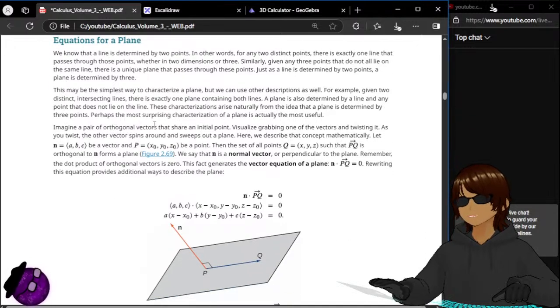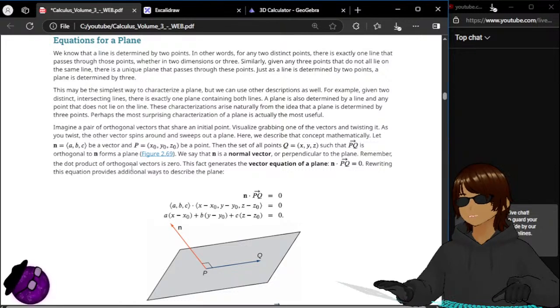Imagine a pair of orthogonal vectors that share an initial point. So these two vectors share the point P. Visualize grabbing one of those vectors and twisting it. As you twist, the other vector spins around and sweeps out a plane. Here we describe the concept mathematically. Let n be (a, b, c). So n is this vector. And P(x0, y0, z0) be a point. Then the set of all points Q(x, y, z) such that PQ is orthogonal to n forms a plane. We say that n is a normal vector or perpendicular to the plane.